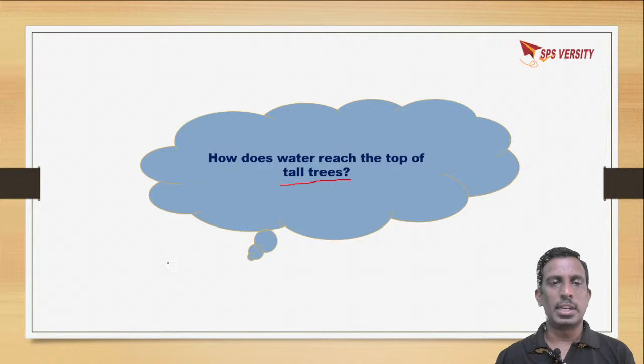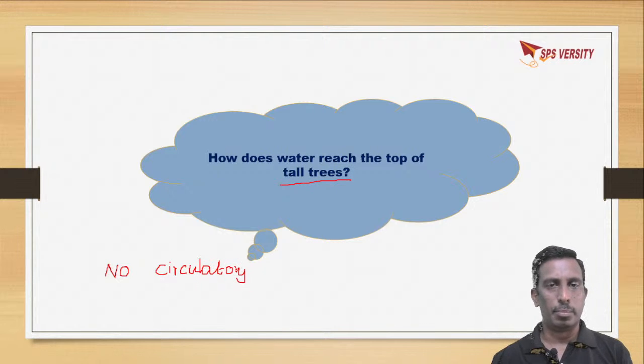So there is no circulatory system in plants. Basically, in plants there is no circulatory system, like animals, with blood vessels like this. But how does the water reach the top of tall trees?